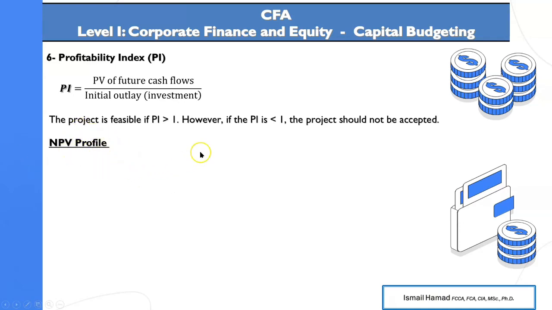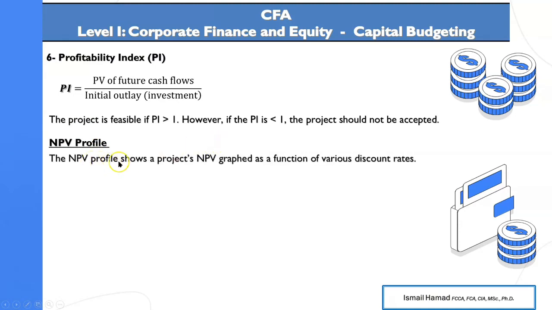Let us take a numerical example in a table. The profile shows a net present value graph as a function of various discount rates. So we have various discount rates: 2%, 5%, 7%, 8%. We keep increasing the discount rates. We expect as we go higher, the net present value will be lower, because the higher the required rate of return, that is the discount factor, we will get a lower value from a mathematical point of view.